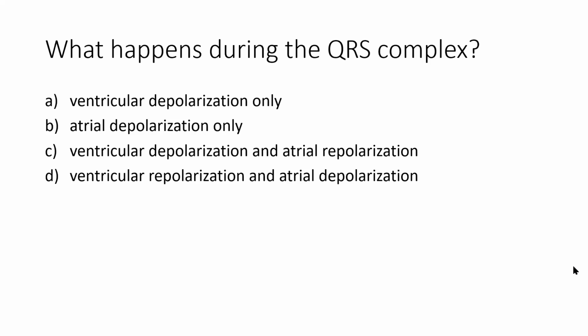Okay, let's see. So what happens during the QRS complex? A lot of people selected C, ventricular depolarization and atrial repolarization, and that is correct, okay? So we said here, the ventricles now receive the electrical impulse and they start depolarizing. At the very same time, the atria are relaxing, or repolarizing. All right, so the correct answer is C.